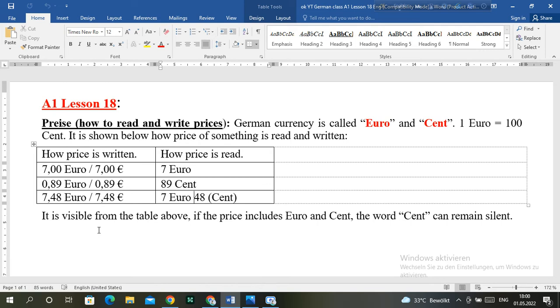Here, for a price which includes both euro and cent, we can also keep the word cent silent. That means this price, 7 euro 48 cent, we can read in two ways. Either 7 euro 48 cent, or we can drop the word cent and read it this way, 7 euro 48.